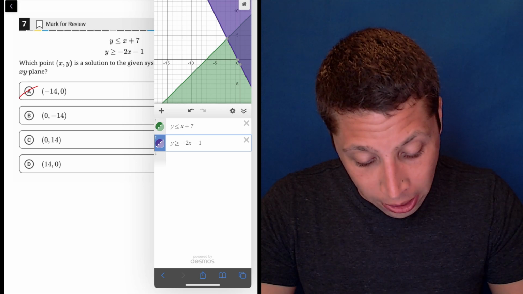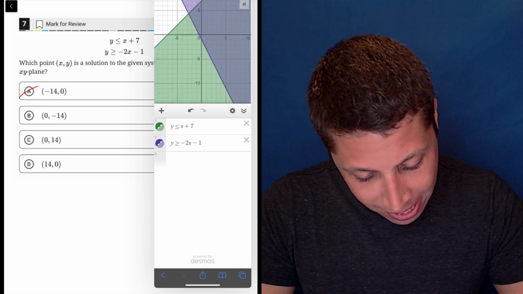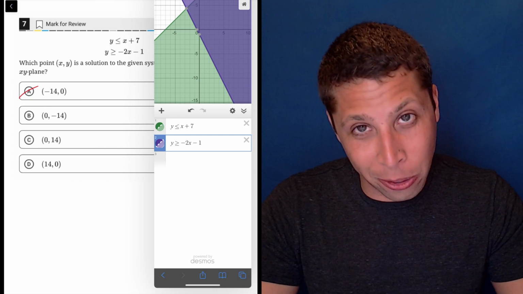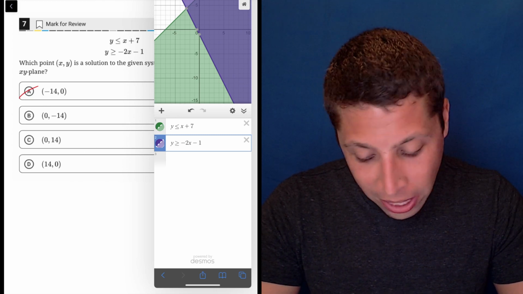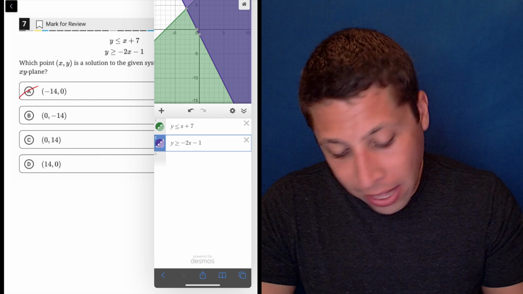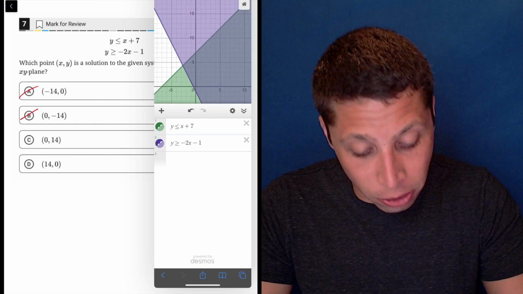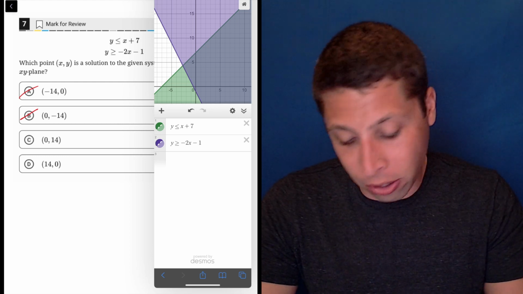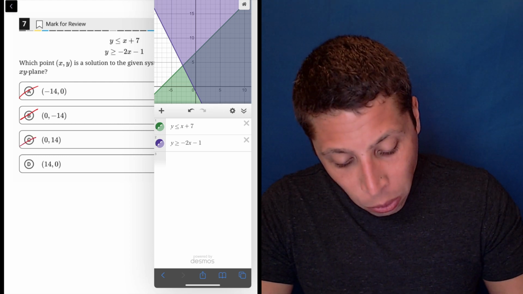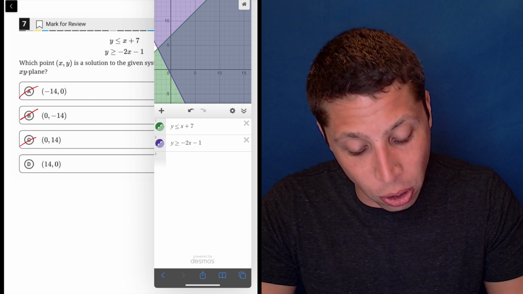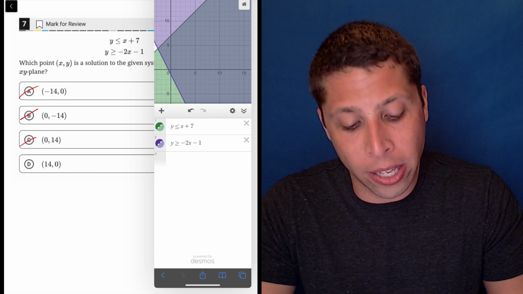0, negative 14 is going to be down here, so that's in the green. It's right above where the equations are. So 0, negative 14, that's down there. That's green, but that's not purple, so that's no good. And then 0, positive 14 is up here, so that's in the purple, but not in the green. So that's again only in one. But 14, 0 is going to be all the way to the right where my axis is. So you can see that is in the zone that is shaded.